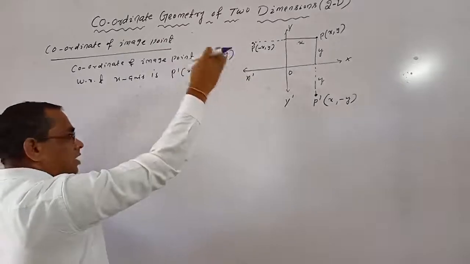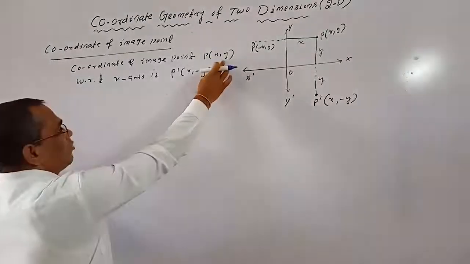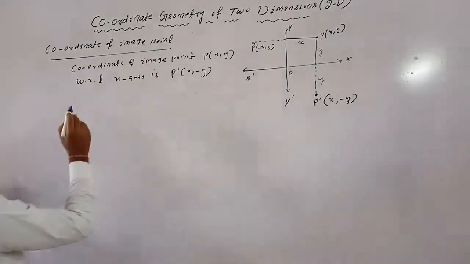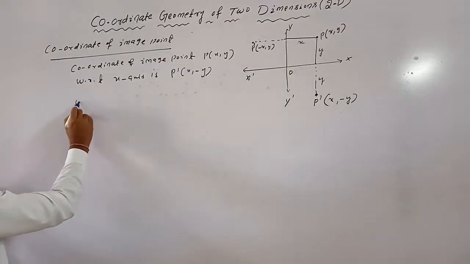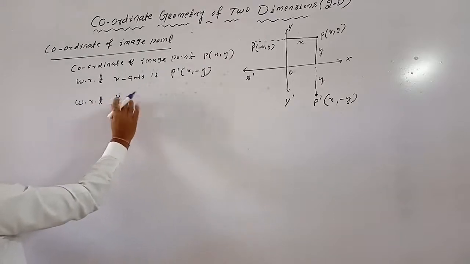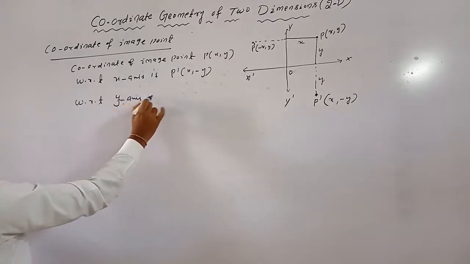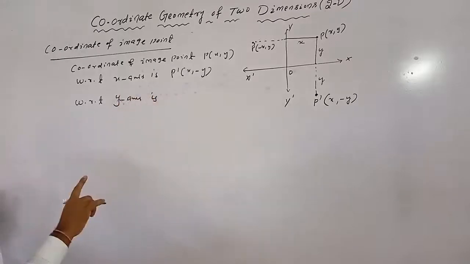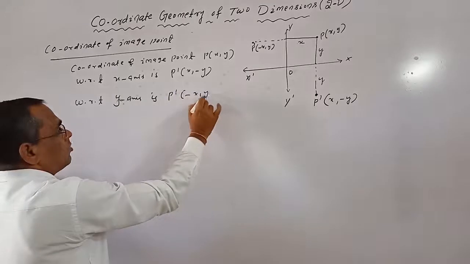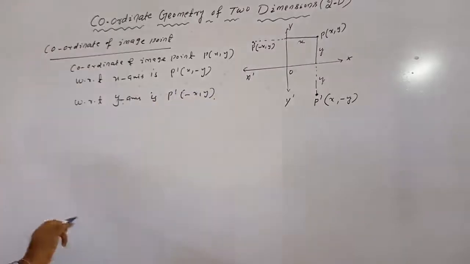Since the x axis is perpendicular to the y axis, the y coordinate changes, the sign changes: x comma minus y. And with respect to y axis, the y axis is perpendicular to the x axis, so the x coordinate will change: p dash of minus x comma y. So in this way you have to determine the image point.